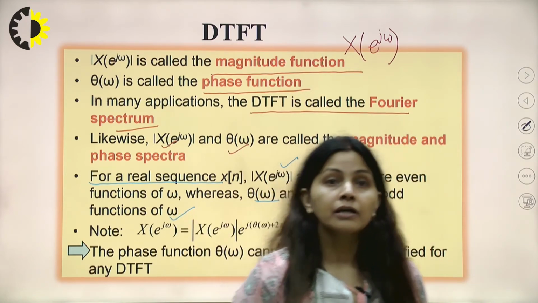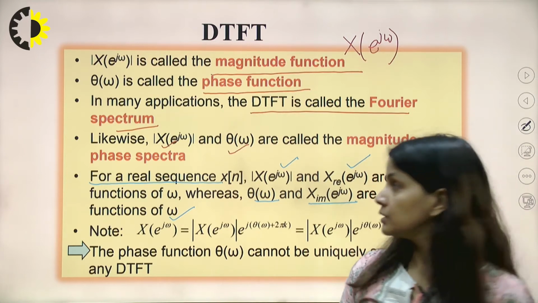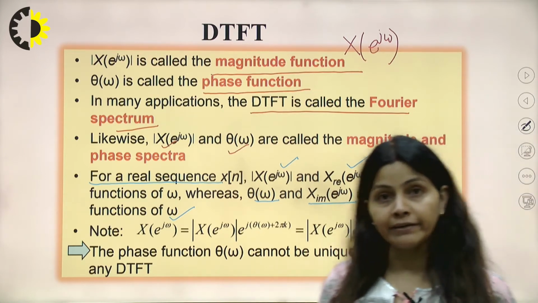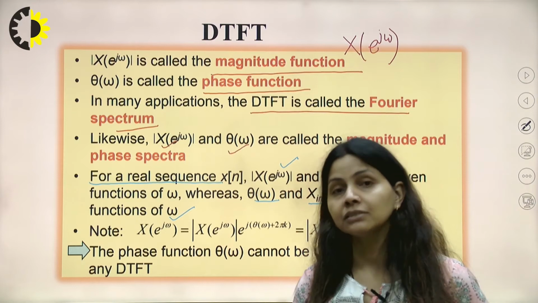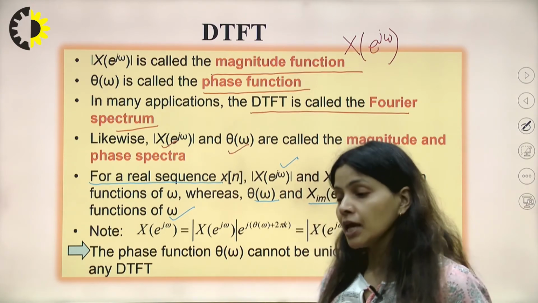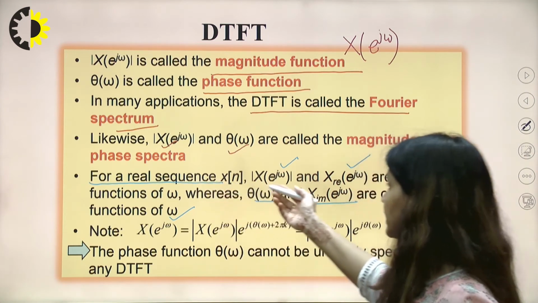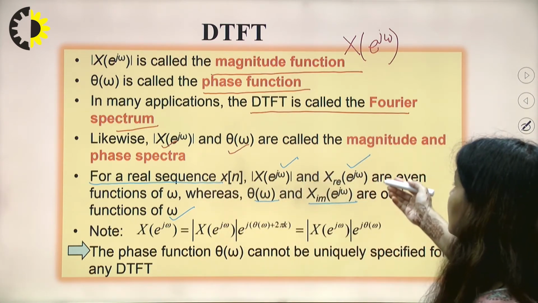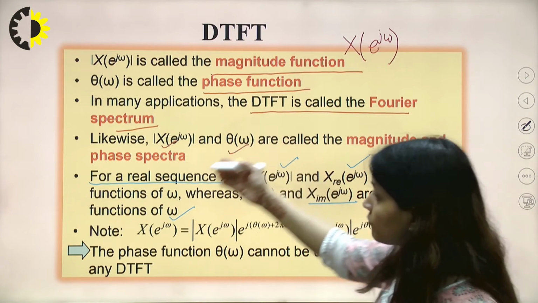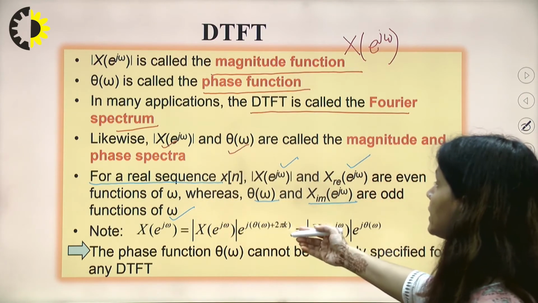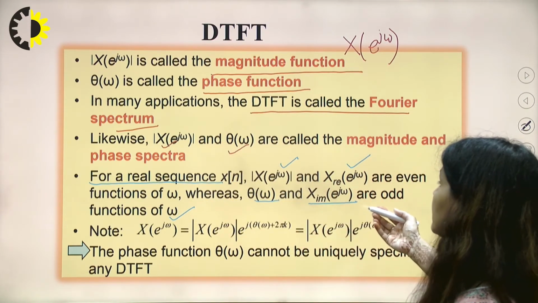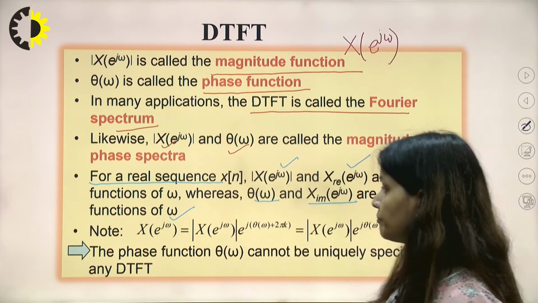So for a real sequence, that means when the sequence is totally real, with no complex part in any term of the sequence, we can say that for a real sequence x[n], |X(e^jω)| and X_re(e^jω) are even functions of ω, whereas θ(ω) and X_im(e^jω) are odd functions of ω.